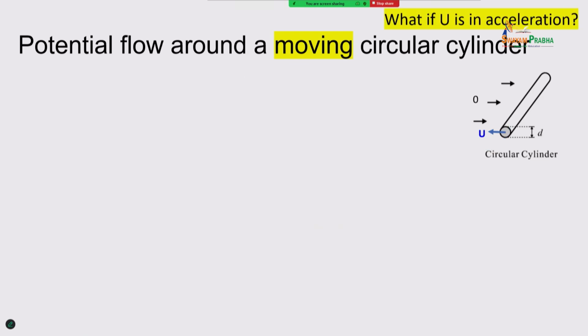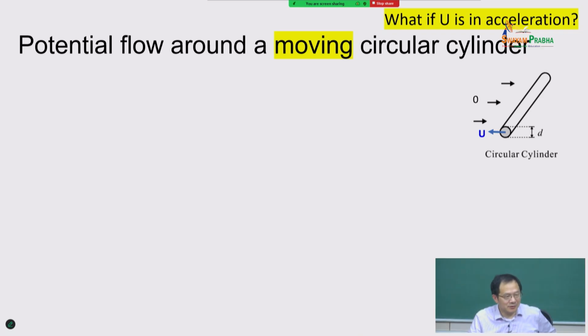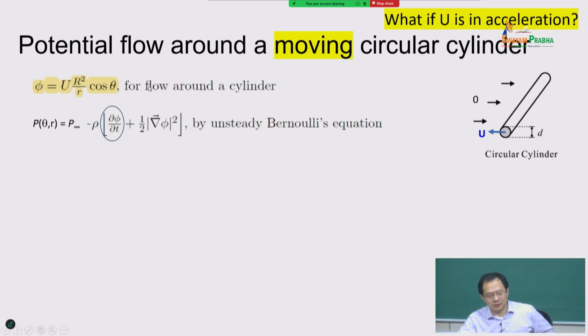Now, what if the acceleration is not constant? This U can be harmonic or can be an acceleration. What does the system look like? The potential function still takes this form. However, now the Bernoulli equation is different. In the Bernoulli equation here, there's an acceleration term, which is d phi dt. Here theta is constant and r is constant, and you will have this term. Acceleration will show up here.